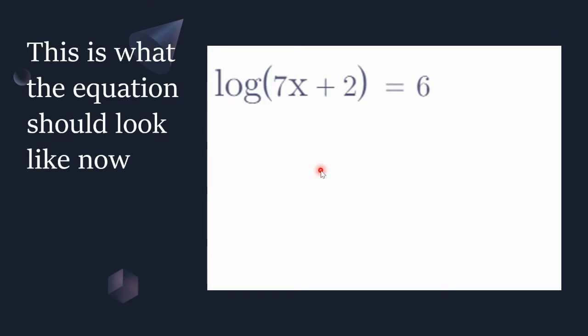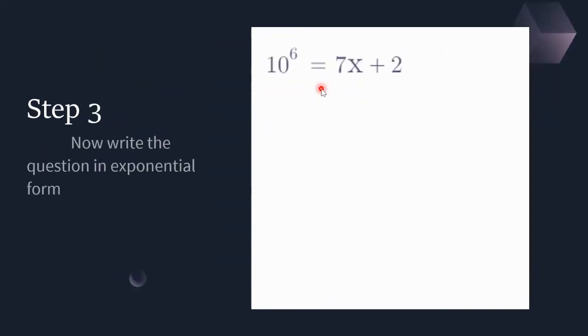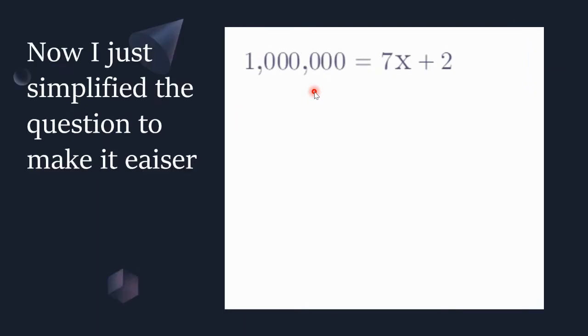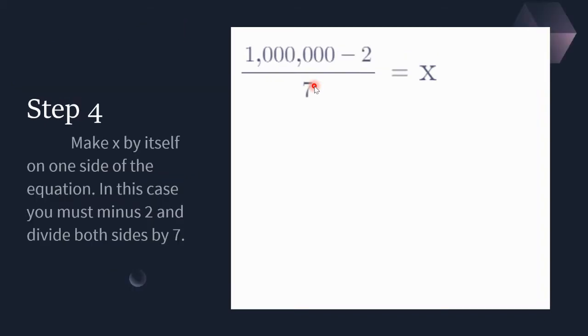Now, what you should do is write it into exponential form, and you have noticed there's no number here. What do we do? If the log has no number, this is always assumed to be 10. So this is going to be 10 to the power of 6 equals 7x plus 2. Right? So I know this number is going to get really big for no reason, and it's going to make 1 million. But it still simplifies because we have calculators and such. So 1 million minus 2 is 999,998.